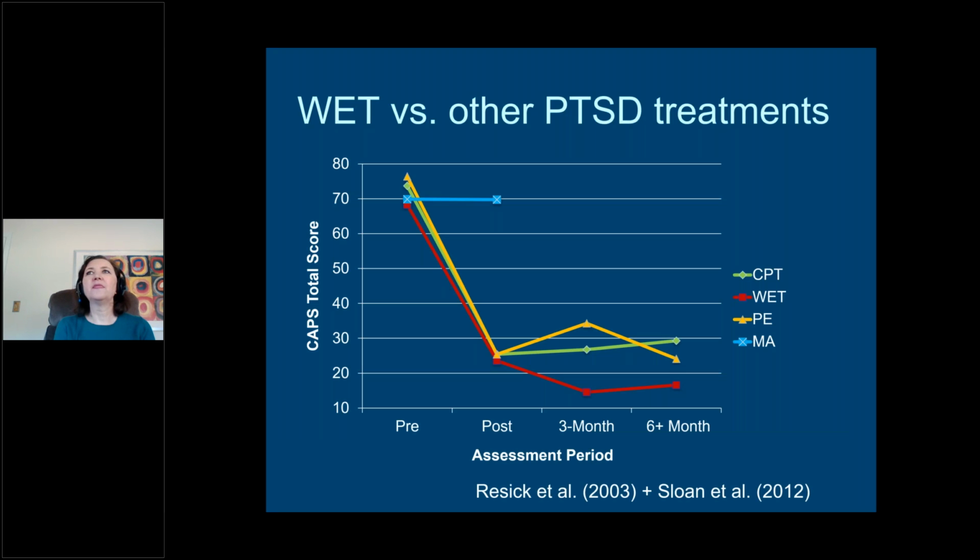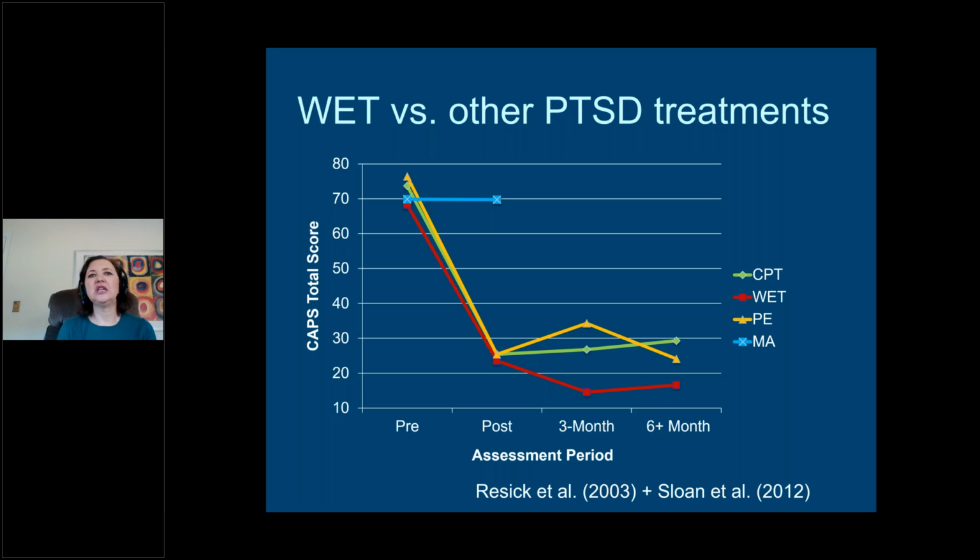So this is a graph that I just created because our between condition effect sizes were comparable to what's been seen for cognitive processing therapy and prolonged exposure when those treatments have used a comparison condition that's either control, minimal attention, or a wait list.